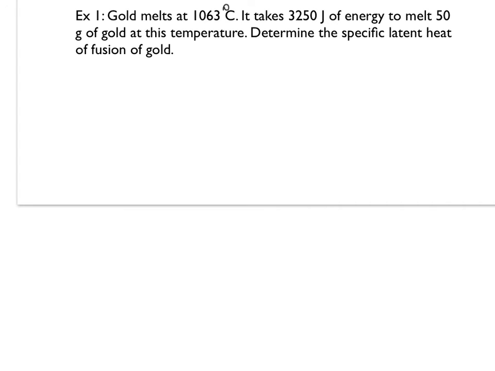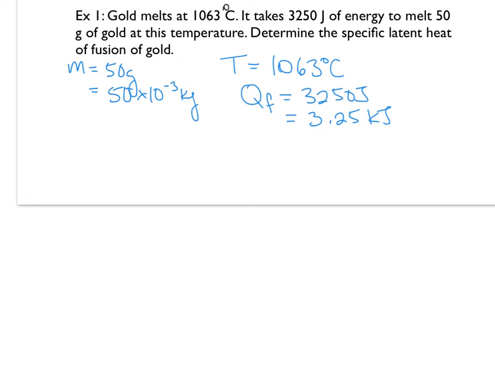As an example, gold melts at 1063 degrees Celsius. It takes 3,250 joules of energy to melt 50 grams of gold at this temperature. Determine the specific latent heat of fusion of gold. Let's write down our givens. And really important to note that you want to make sure your mass is in kilograms, so convert that to kilograms, and your thermal heat should be in kilojoules instead of joules.